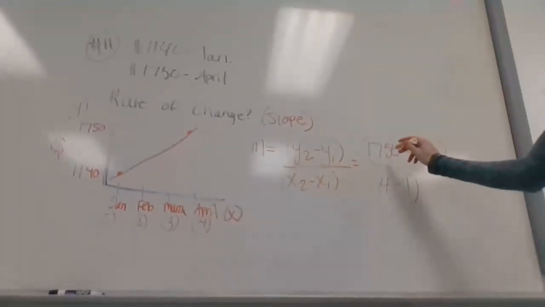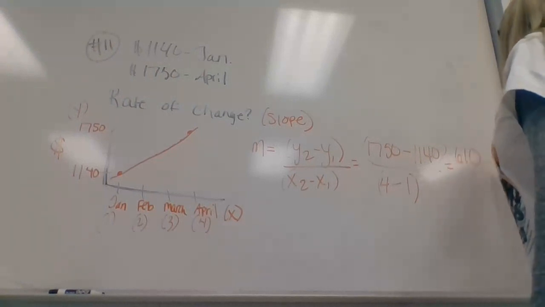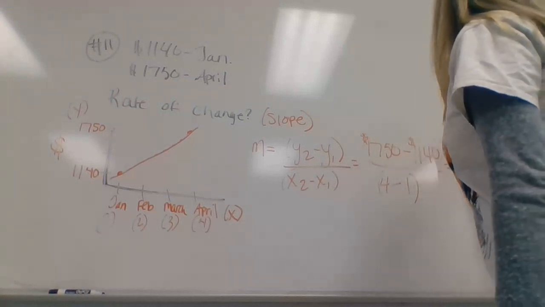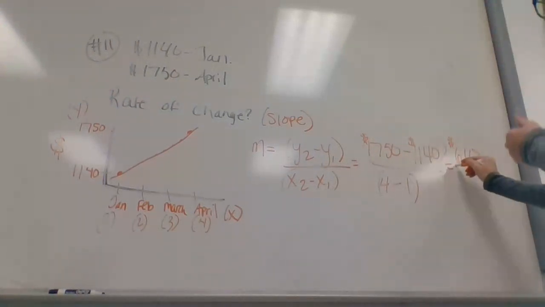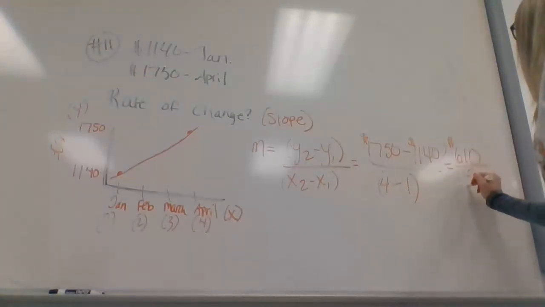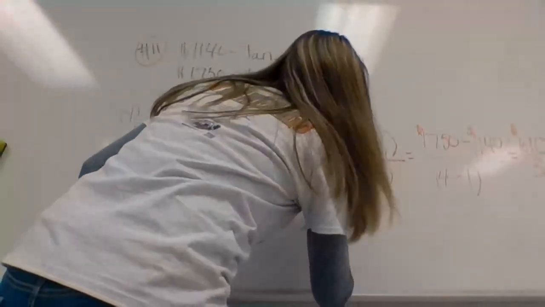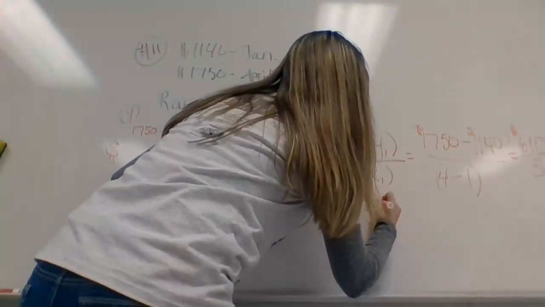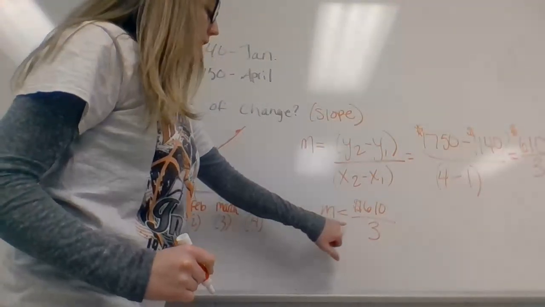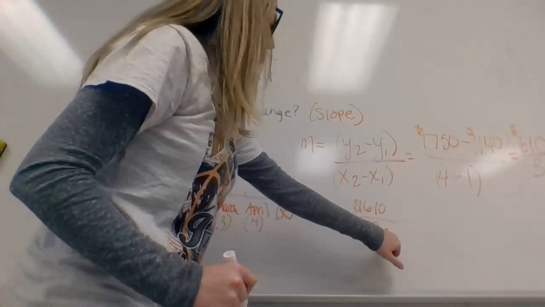So in this case, we start with the top. 1750 minus 1140 is going to give me 610. And don't forget too, these are dollar values, so include labels. And then these are our months down here, so 4 minus 1 gives me 3. So I'm going to come back over here and rewrite it so I have some more room. So m equals $610 divided by 3 months. So this is essentially saying his rate of change is $610 over the course of 3 months.